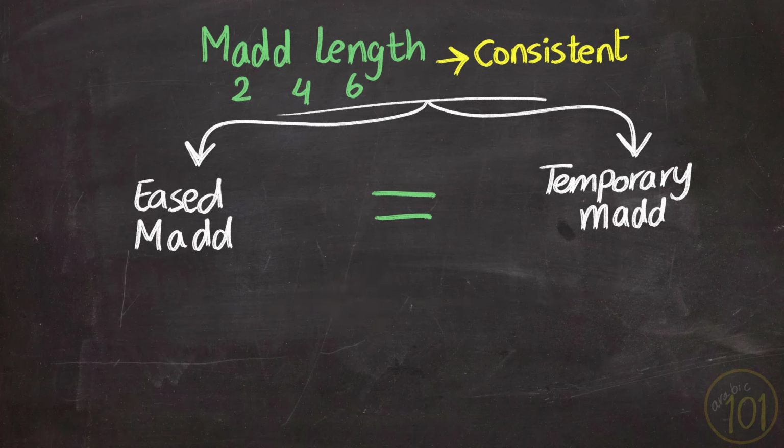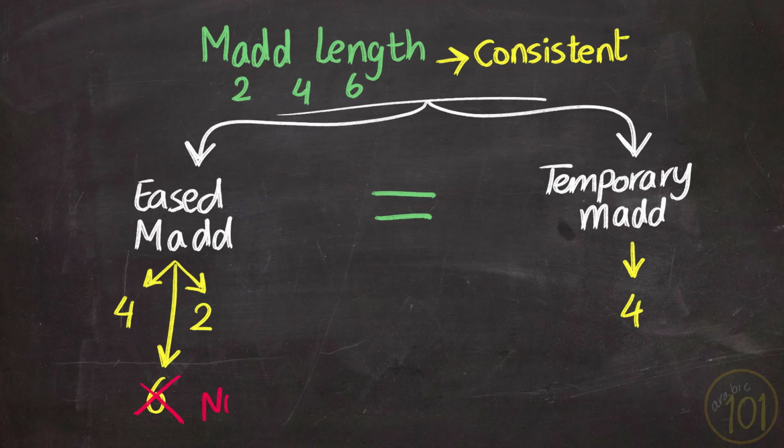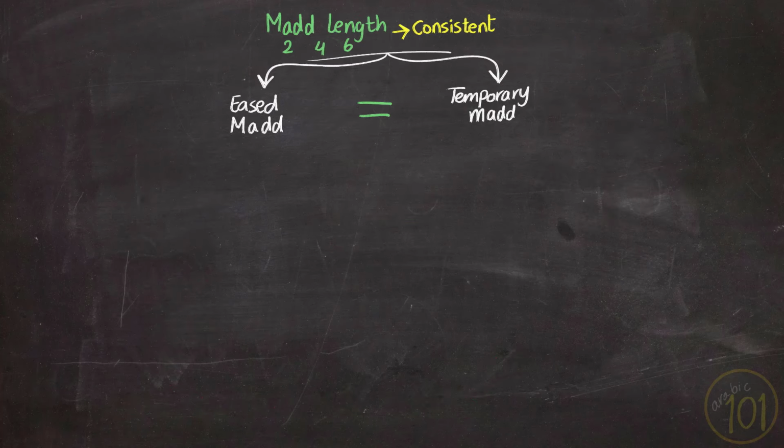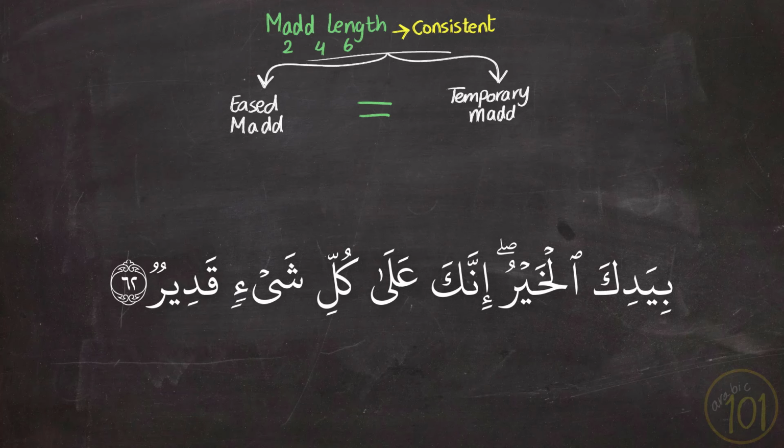So, if you extend al-madd al-arid lis-sukun for 4 harakat, you may only extend madd al-lin for 4 or 2 harakat. But you should not extend it more than 4 harakat, otherwise it will be more than al-madd al-arid lis-sukun. And that is not correct. For example, in this ayah, we have both madd al-arid lis-sukun and madd al-lin. Can you tell where they are in this ayah?